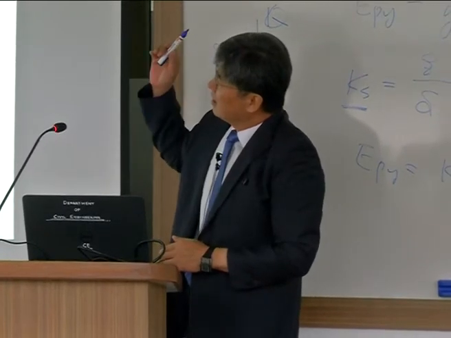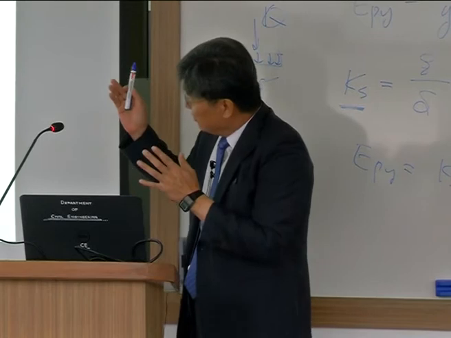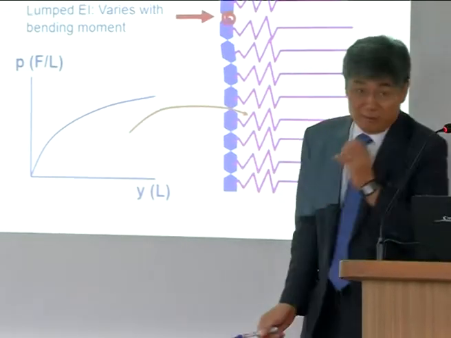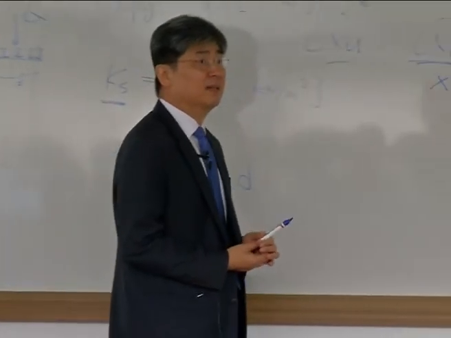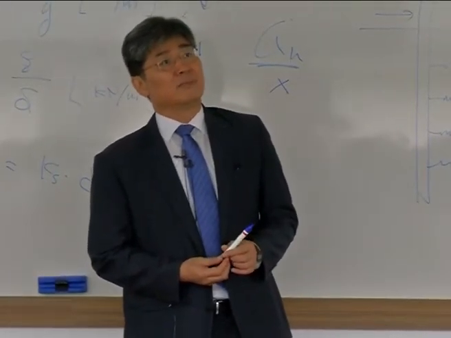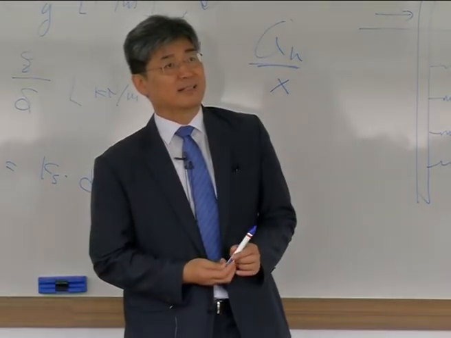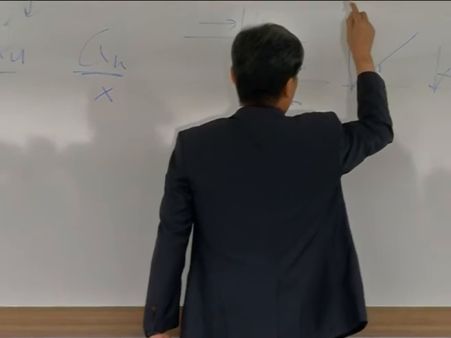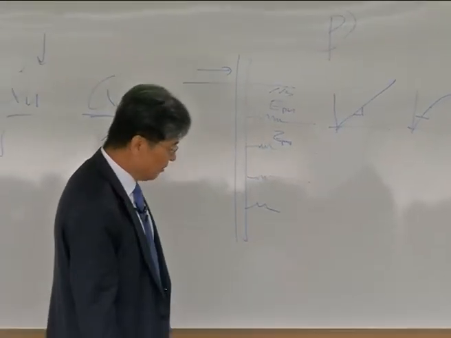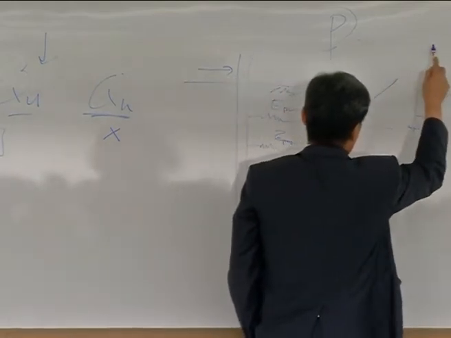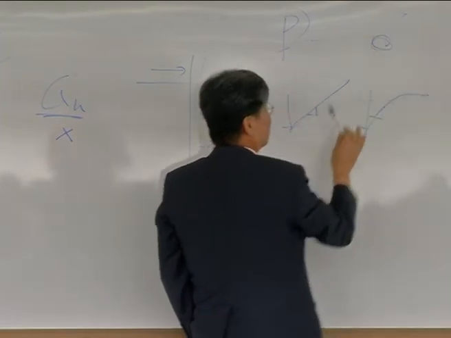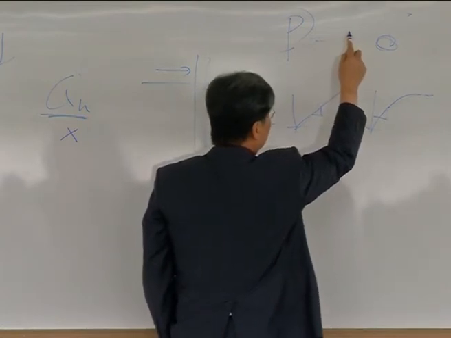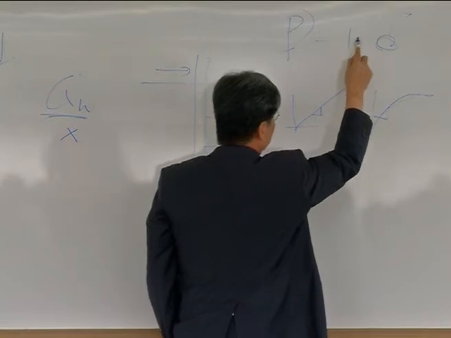So we call it a beam on linear or non-linear foundation. Linear means it's linear, non-linear means not. Winkler is one of the very well-known mechanics scholars. Winkler told us that the loading looks proportional to the displacement at that point, with some proportionality.